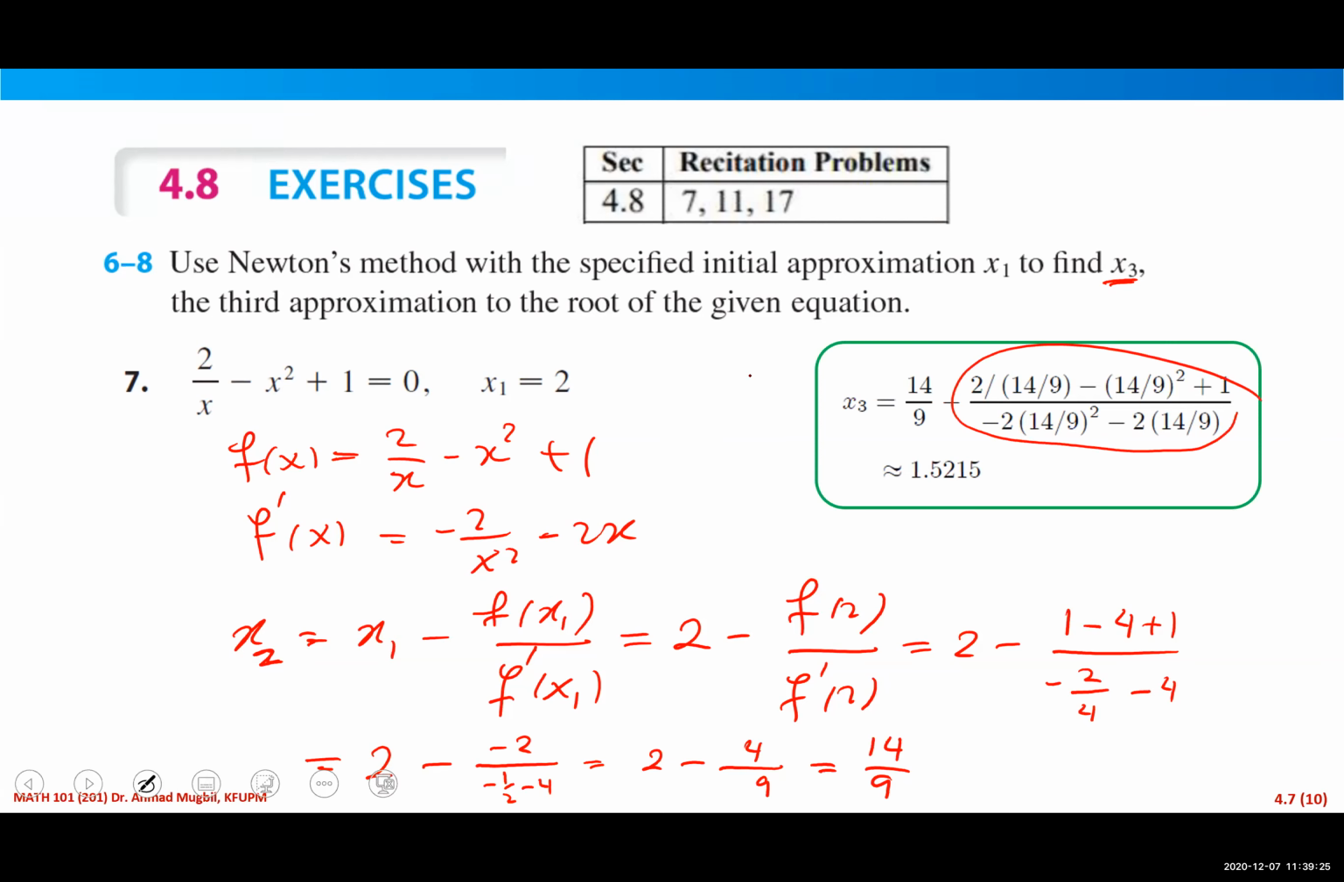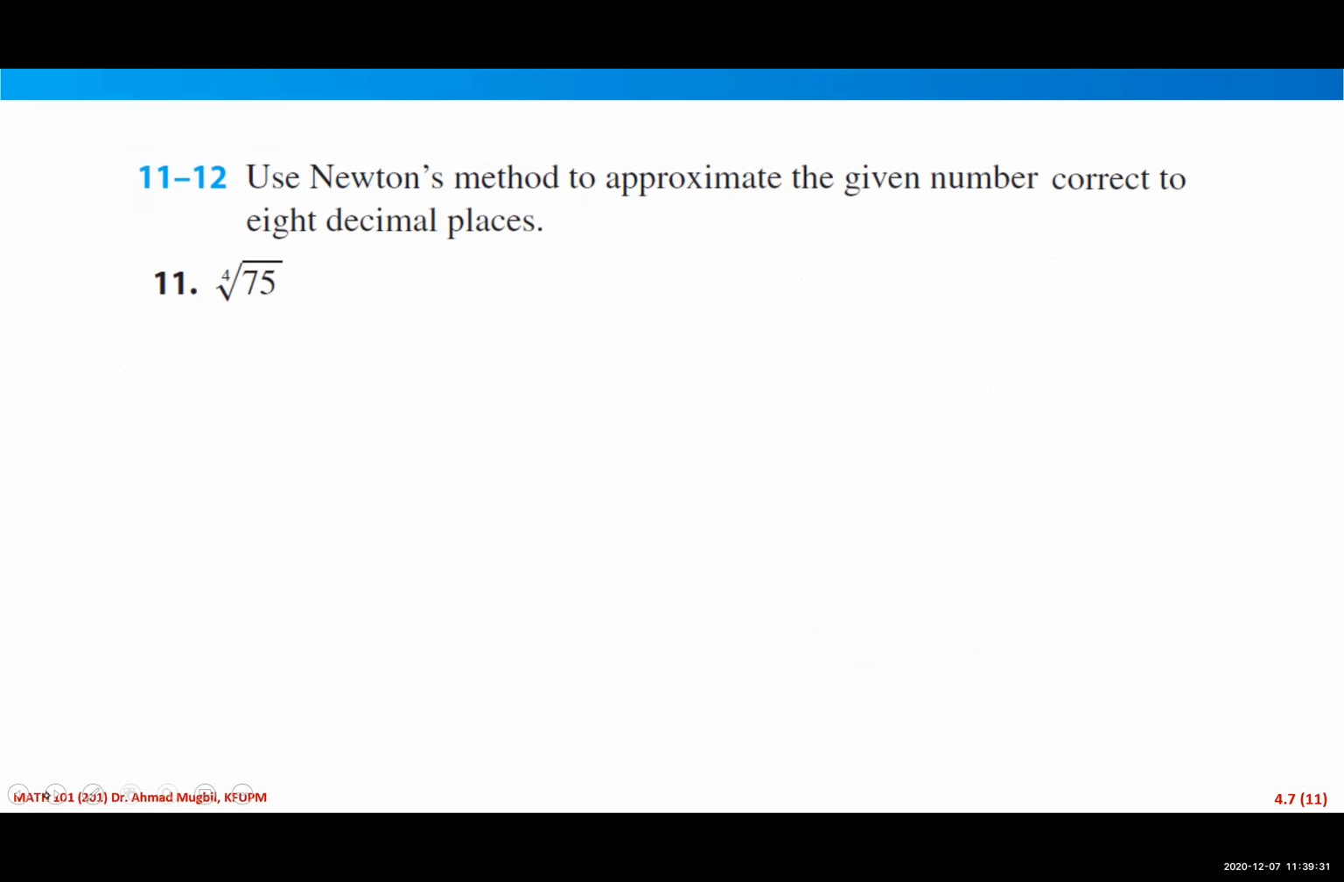Usually these problems will be given for you in the study plan, not in the exams, when you need a calculator. It is important, Shabab, to learn how to solve this problem: how to use Newton's method to approximate the given number, correct to whatever decimal places. How to solve such problems.